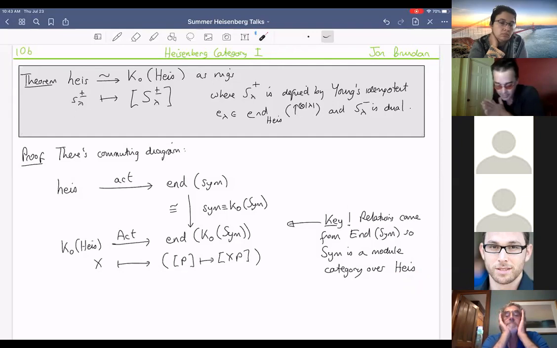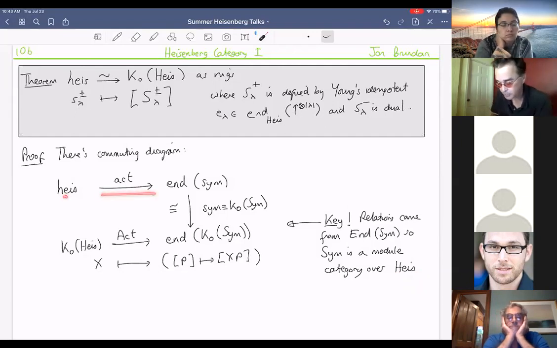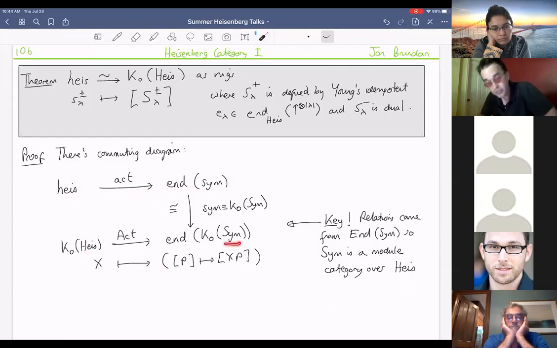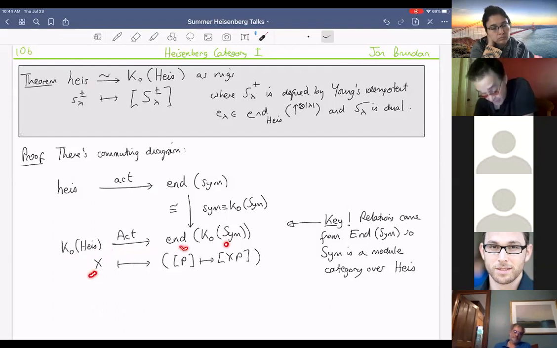So now I'm going to construct a commuting diagram. At the top of the diagram is our Heisenberg algebra, which acts on symmetric functions. So there's an algebra homomorphism, which I'm just calling act, from little highs to endomorphisms of little sim. And similarly, at the bottom is the Grothendieck ring of our Heisenberg category. The Heisenberg category acts on the symmetric category, and so that action induces another algebra homomorphism from that Grothendieck ring to endomorphisms of the Grothendieck group of the symmetric category, right? So this just sends X, some object in the Heisenberg category, or some projective, some idempotent if you think in those terms, to the endomorphism of the Grothendieck ring of the symmetric category, just given by acting with the corresponding functor.